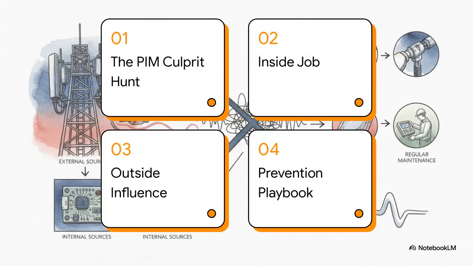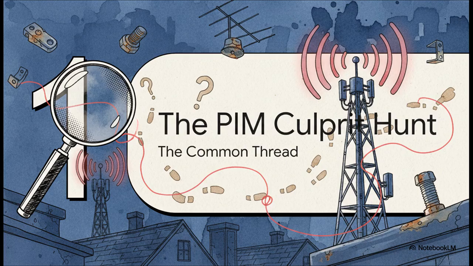So here's our game plan. First, we're going to start the PIM culprit hunt to really get what we're looking for. Then we'll investigate two different scenes of the crime, you could say: the inside job, internal sources, and the outside influence, all those external sources. And finally, we'll wrap up with your prevention playbook so you can stop PIM before it even gets started. All right, let's officially start the investigation.